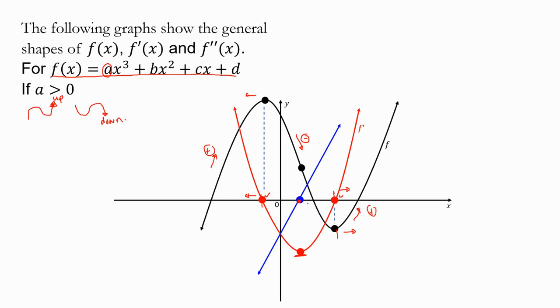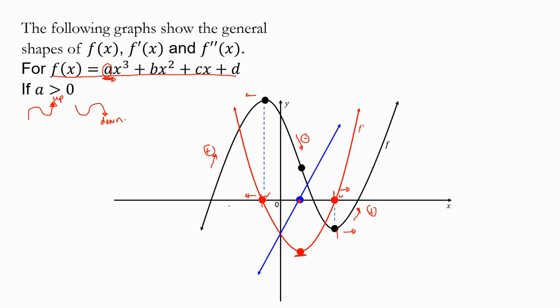Of the second derivative graph. You see that? How can you remember this? If a is greater than 0, the second derivative graph is what? The first derivative graph is concave up, and the second derivative graph is increasing.